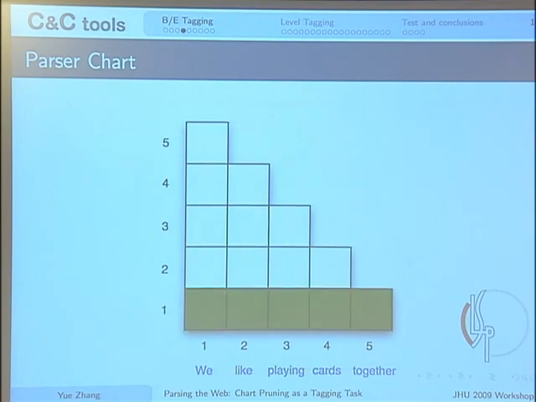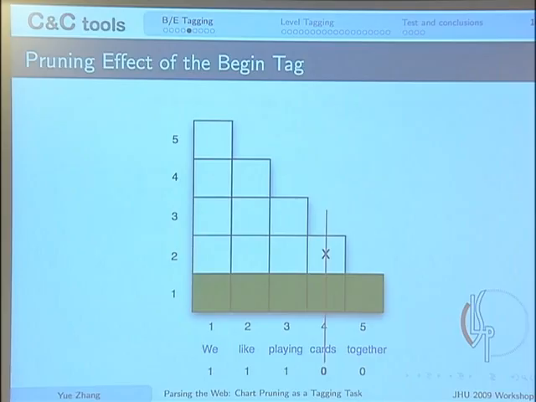We're not concerned with the first row, which corresponds to single word constituents, because if we prune any cell in the first row, we can't construct a parse. This is the pruning effect of begin tags. In this example, the gold standard begin tag for the fourth word is 0, which means that it can't start a multi-word constituent. In this chart, it means that none of the cells in the fourth column can contain any constituent, and therefore the pruning effect of a begin tag being 0 is to cross out a whole column.